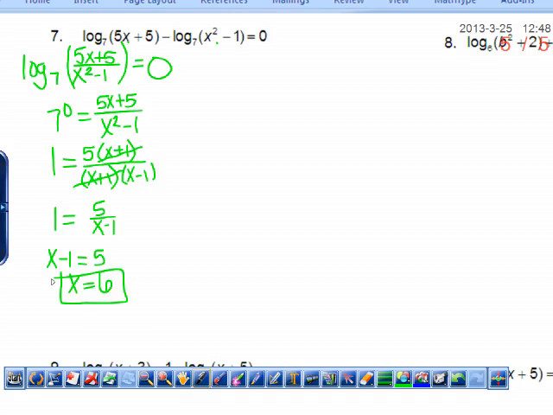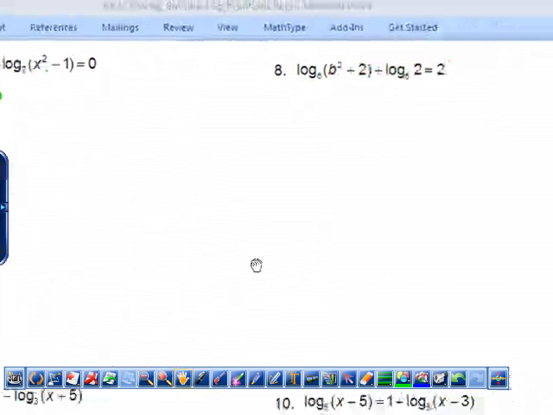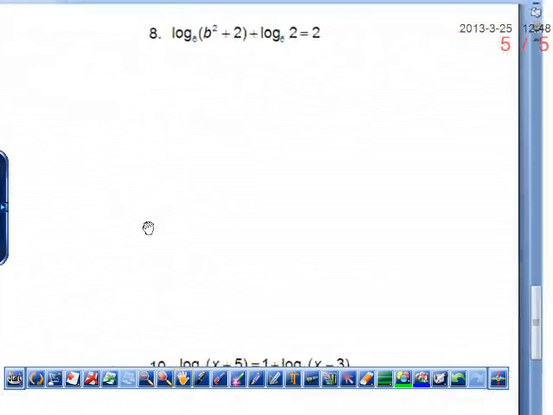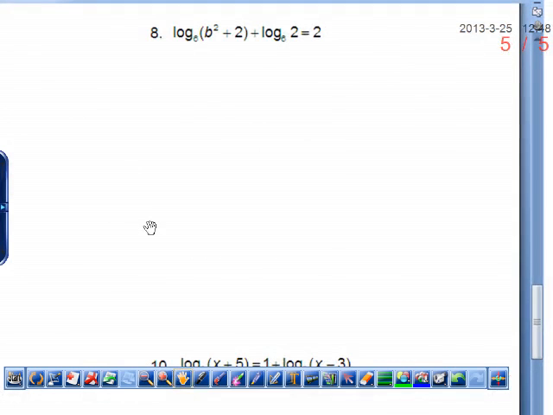Questions on those? If your argument is 0, it doesn't work. Correct. Your argument cannot be 0. Think about your graph. We have an asymptote at x equals 0. All right, please try number 8. Log base 6 of b squared plus 2 plus log base 6 of 2 is equal to 2.